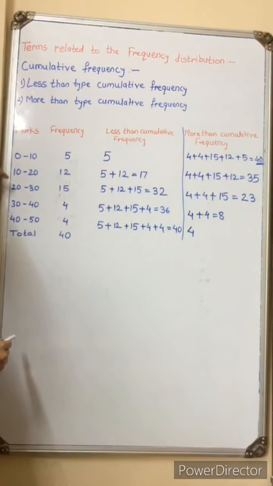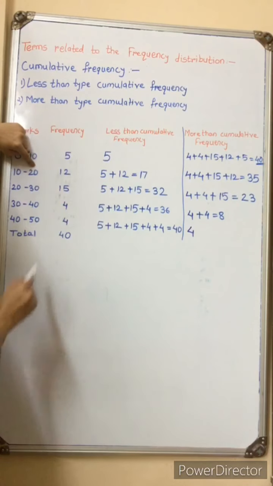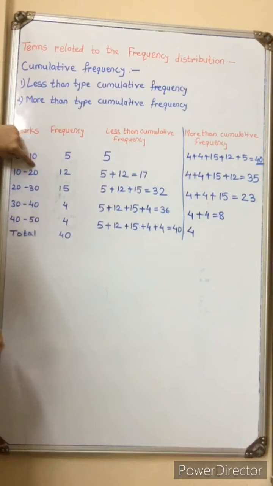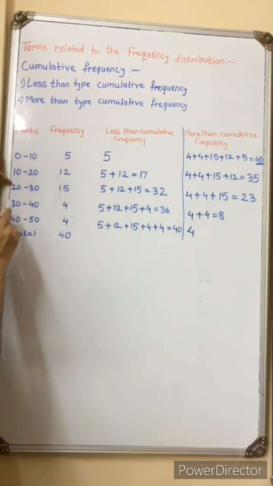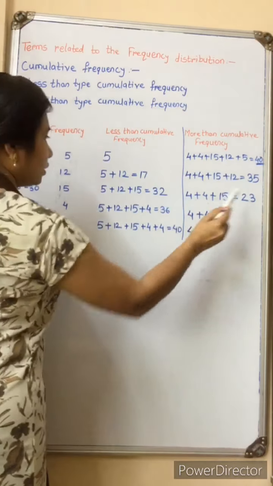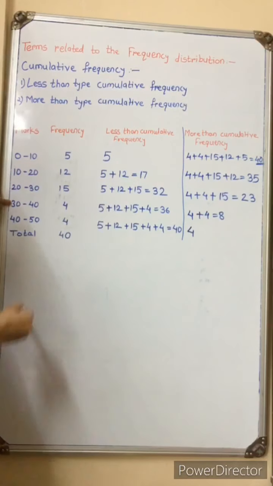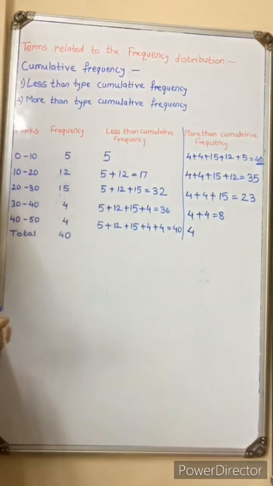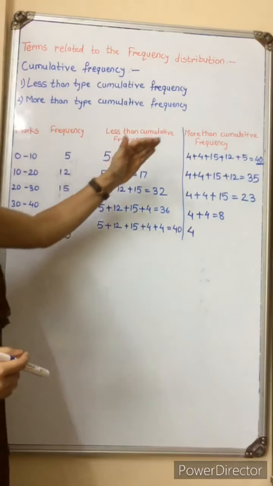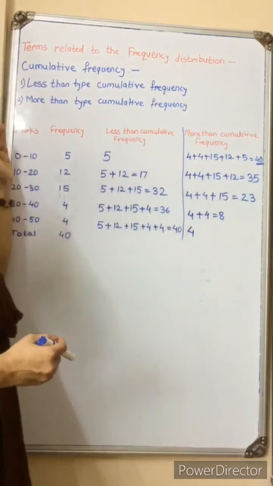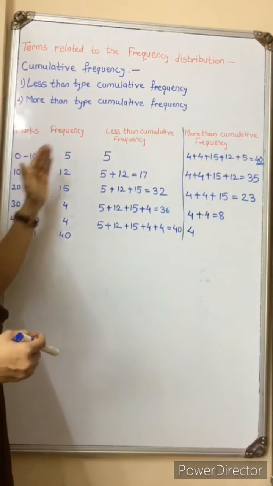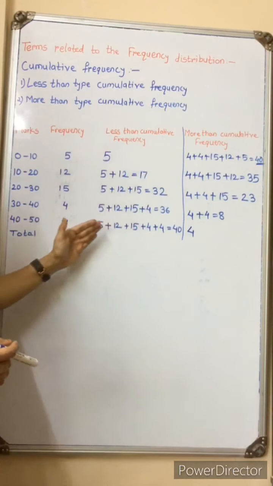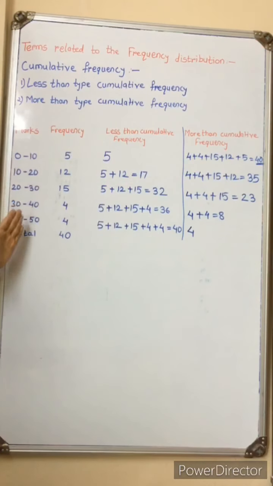More than 20 marks, I cannot say 35. More than 20 marks are 23. More than 30 marks are 8. More than 40 marks are 4. So when I say more than, I always consider the lower limit. And when I say less than cumulative frequency, I always consider the upper limit.